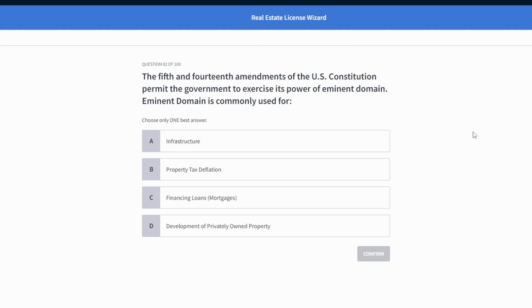All right, 82. The 5th and 14th Amendments of the U.S. Constitution permit the government to exercise its power of eminent domain. Eminent domain is commonly used for A, infrastructure, B, property tax deflation, C, financing loans, in parentheses, mortgages, D, development of privately owned property. So take a couple moments to think about that one.